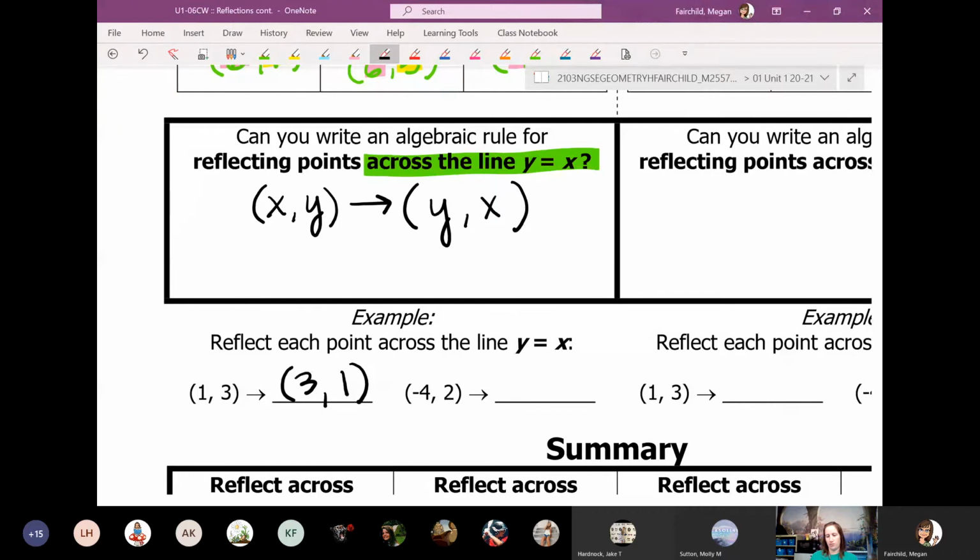All right, random name generator. Here we go. Ben. What'd you get?